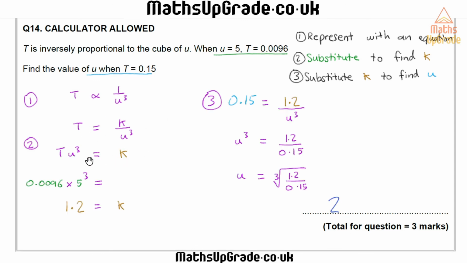Rearranging this to make the constant the subject, I'll get tu cubed equals the constant. T is 0.0096 and u is 5. Evaluating that with a calculator, I'll get the constant as being equal to 1.2. So now I can substitute that value of k and the given value of t as 0.15 into this equation, rearrange it to make u cubed the subject, and then evaluate that, and that gives me a value of 2. That question was 3 marks.